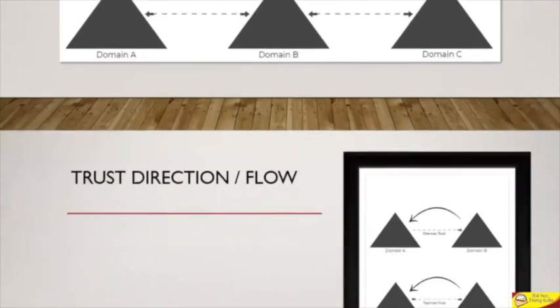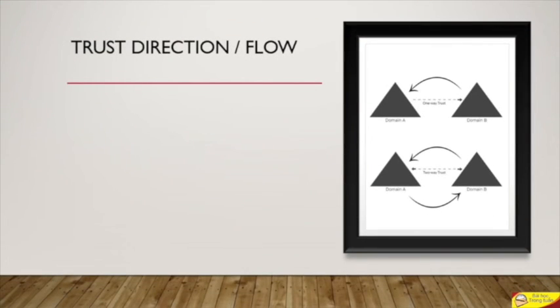Now let's talk about trust direction and flow. You can have a one-way trust, which in the picture on the right-hand side of the screen, we have domain A, which has established a one-way trust with domain B. That means users in domain B could be used to access resources in domain A, but users in domain A could not be used to access resources in domain B. If we have a two-way trust, that means users in either domain can be used in the other domain to access resources. So domain A can be used in domain B, and domain B can be used in domain A.